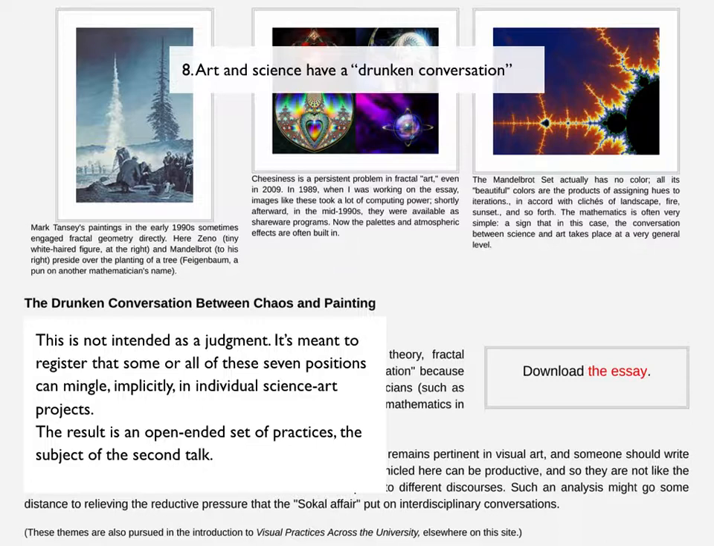to call the relation between these two areas drunken wasn't meant to be an insult. I was trying to register that some or all of these positions that I've numbered here as 7, though in this early essay I didn't do it that way, can be taken to mingle implicitly in science-art projects. None of them might make a whole lot of sense, but they can be very useful because they can be enabling.